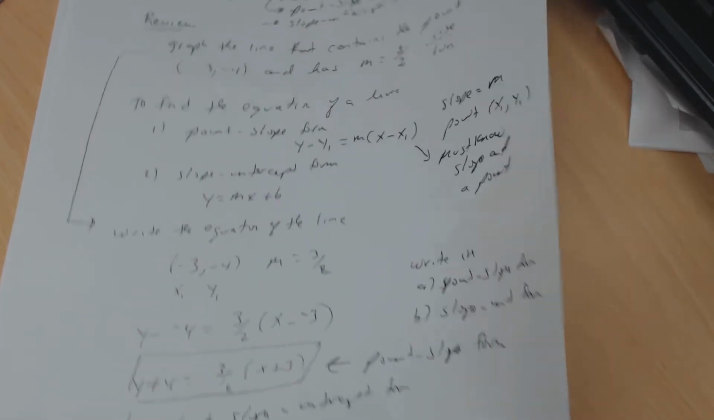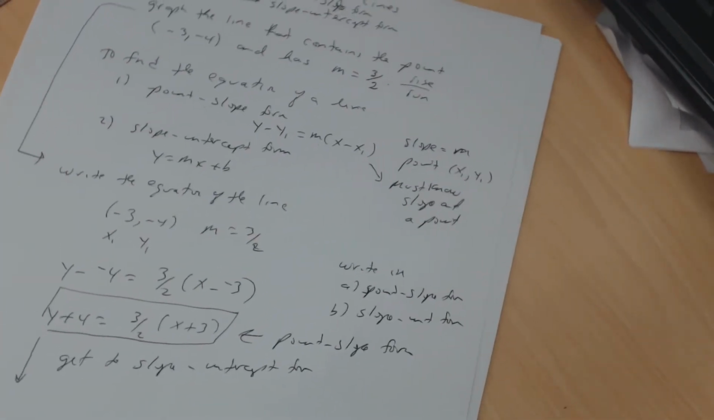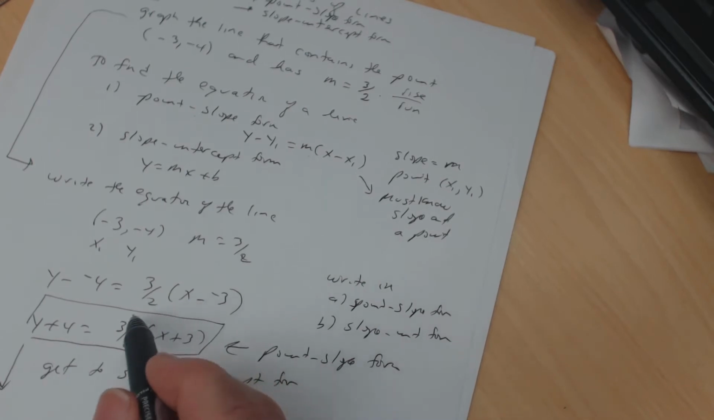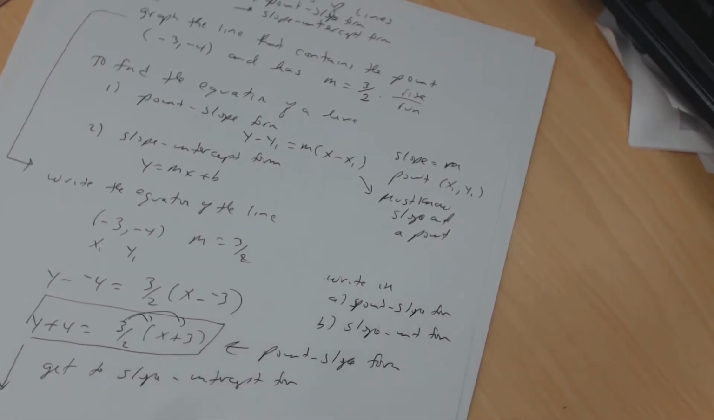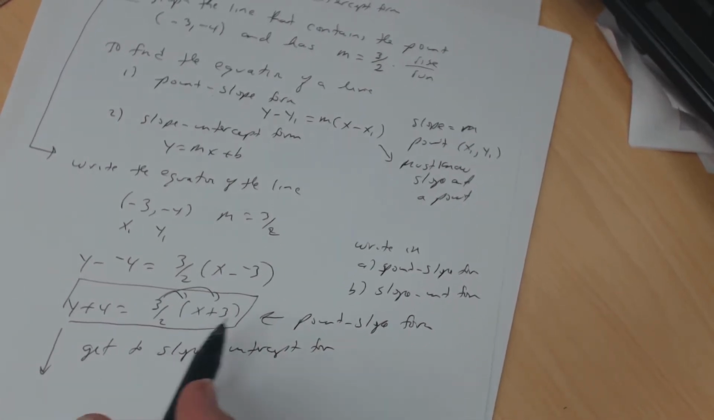Okay, so to get slope-intercept form, you get y by itself. All right, so here we go. This is the best way to do this. You're going to distribute the 3/2 first. So distribute the 3/2 first. I guess you should have rewritten it over. So that's your answer for point slope form.